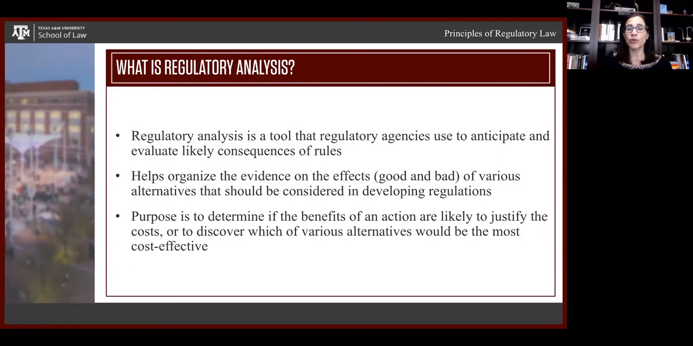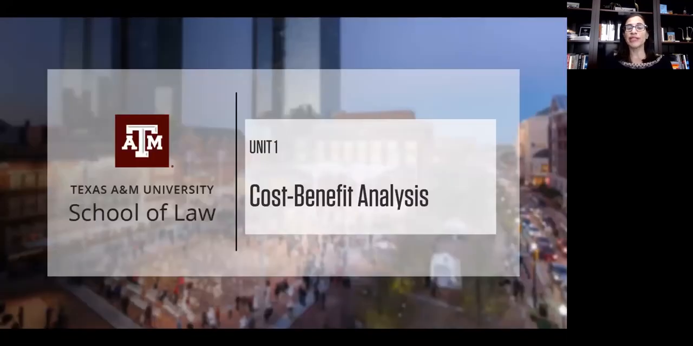Regulatory analysis is a tool that agencies use to anticipate and evaluate the likely consequences of rules. It helps them organize the evidence on the good and bad effects of different alternatives that should be considered in developing regulations. The purpose is to determine if the benefits of an action are likely to justify the costs or to discover which alternative among several possibilities would be the most cost-effective. We're going to talk first about cost-benefit analysis, and then in Unit 2, we'll discuss how to incorporate scientific evidence into regulatory analysis.